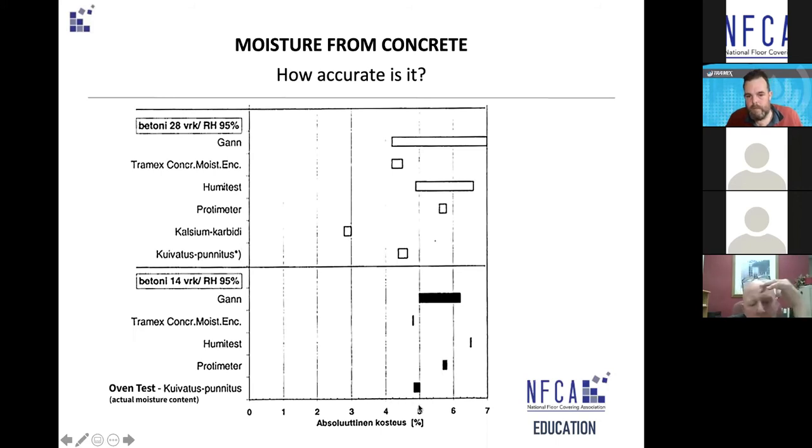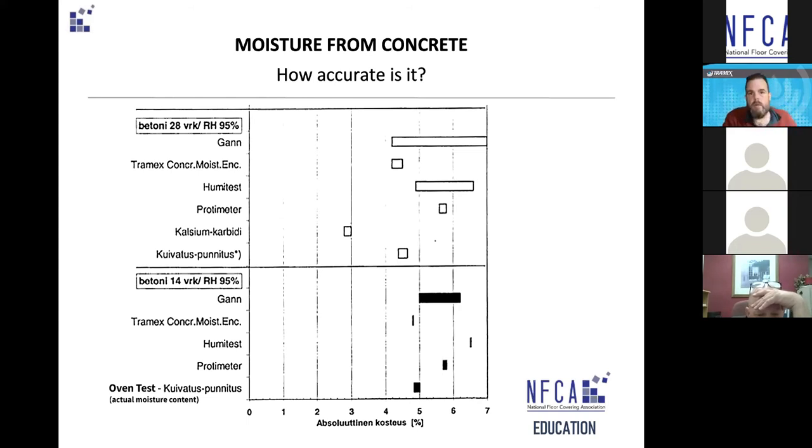So if you look at the bottom here, 5%, and then you look at the next chart up, it's 4.5%, and the meter is sort of matching it. But you see this calcium carbide, if you look at this to the left, this is reading just below 3%. So I'll quickly go over the calcium carbide.